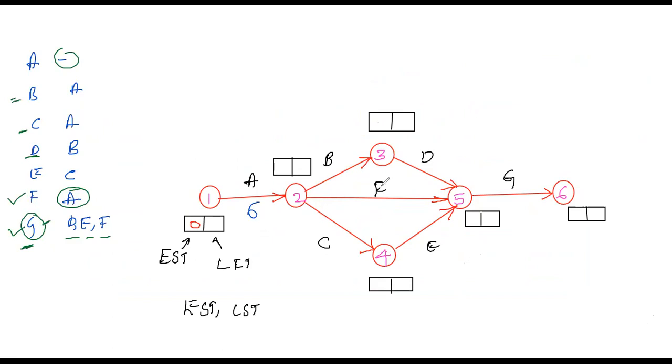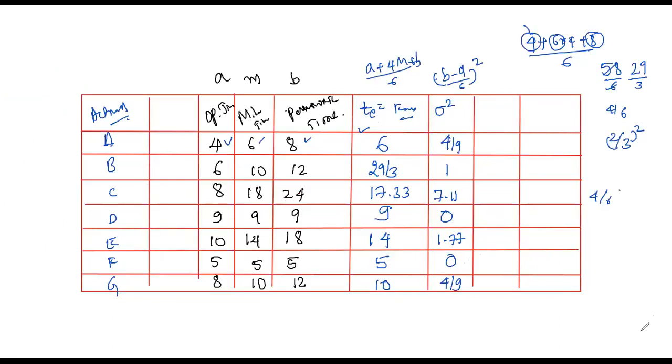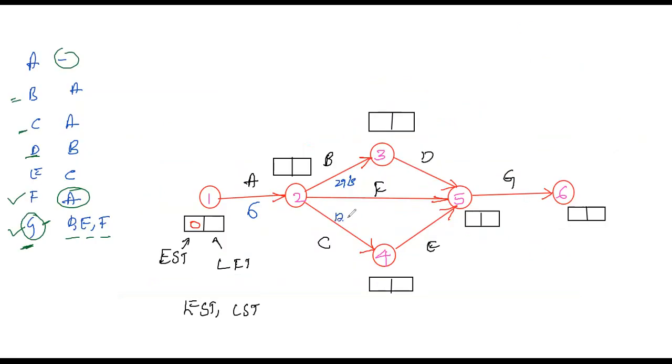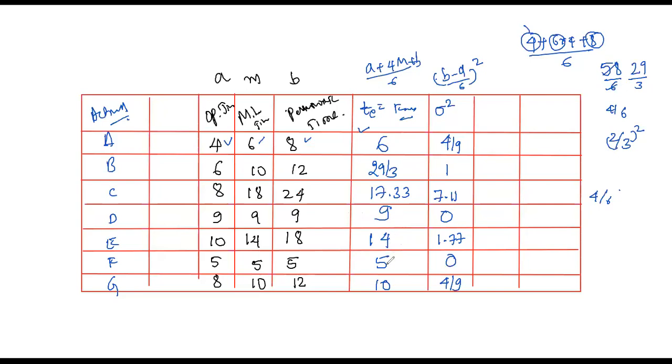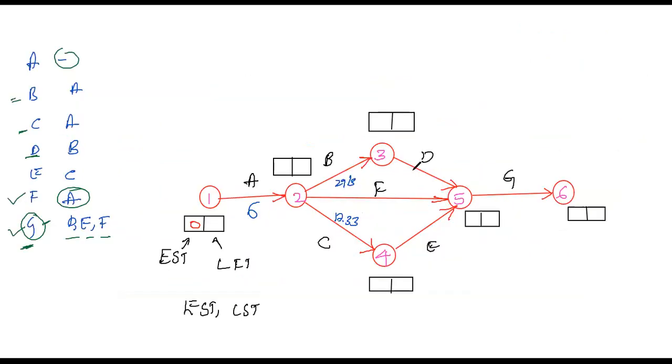Next to B. In B, we have the value of 29 by 3. Next, C is 17.33. D is 9. E is 14 and this will be 10. So 9, 14, 10. We got all the durations, right? So now we have the duration, that is the expected time to complete each activity.